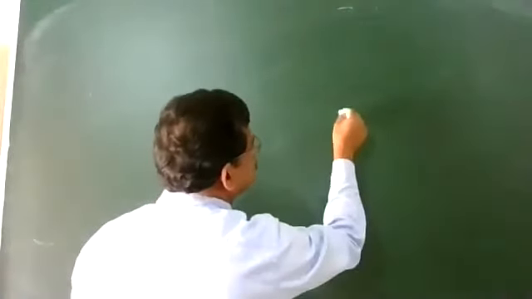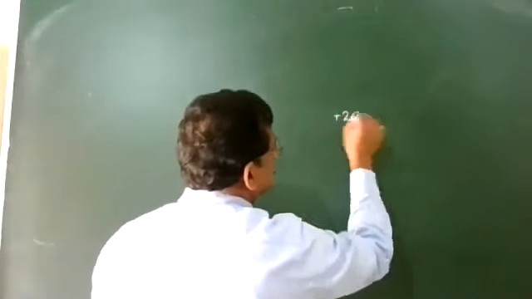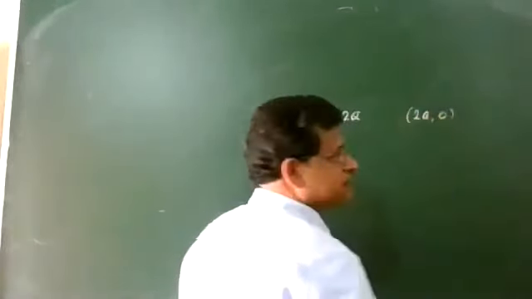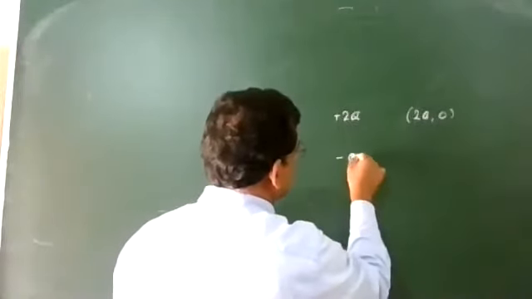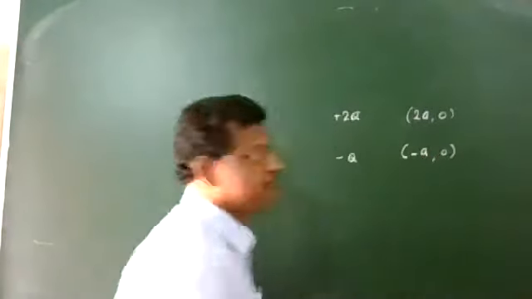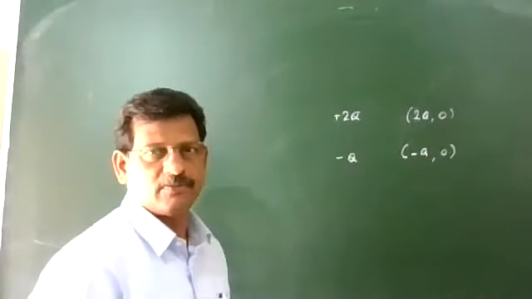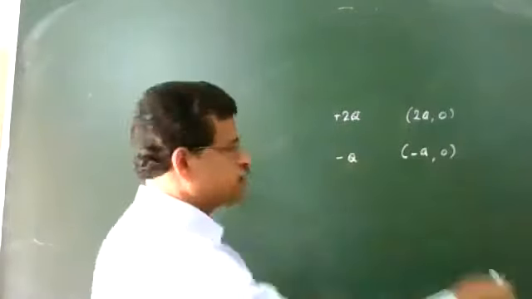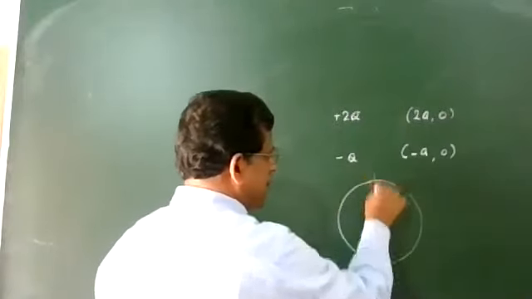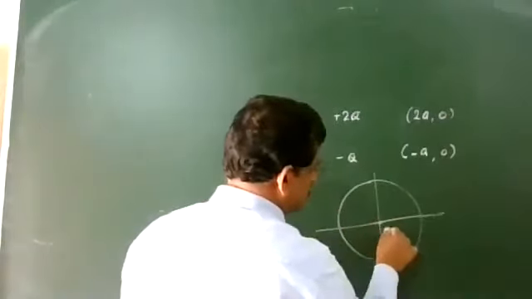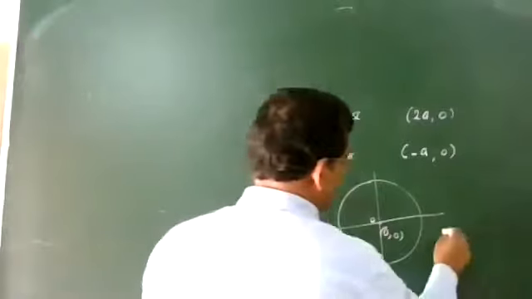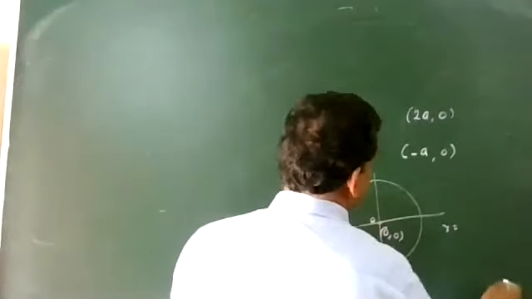You have a charge plus 2Q that is placed at the point 2A, 0. And you have a minus Q charge that is placed at minus A, 0. These are the coordinates given. You have to find the flux through a sphere. The center of the sphere will be at the origin, and the radius of the sphere is 3A.